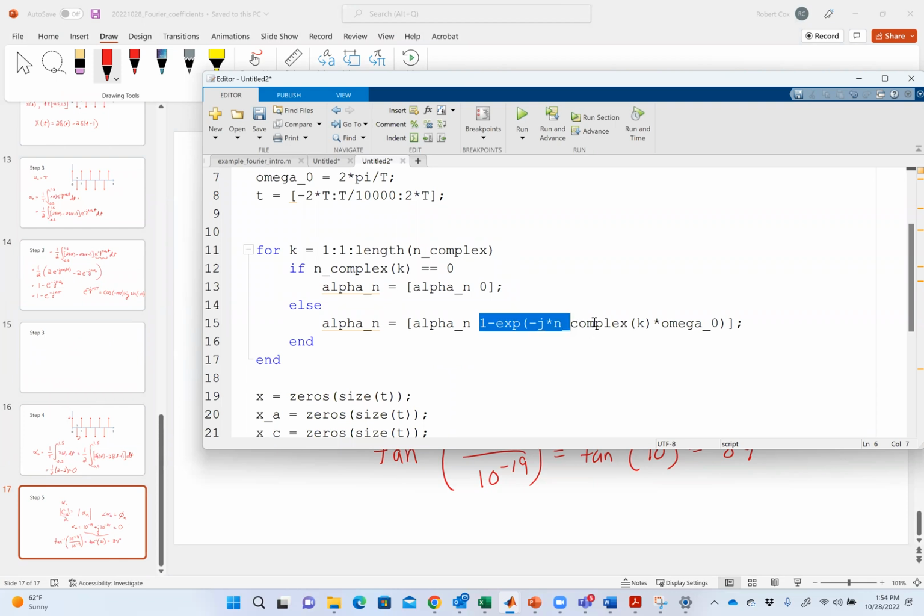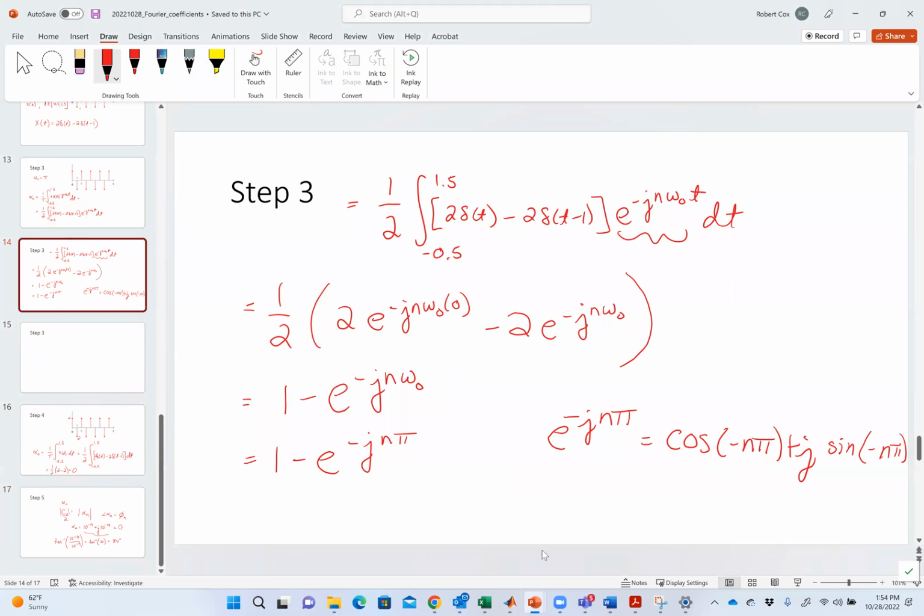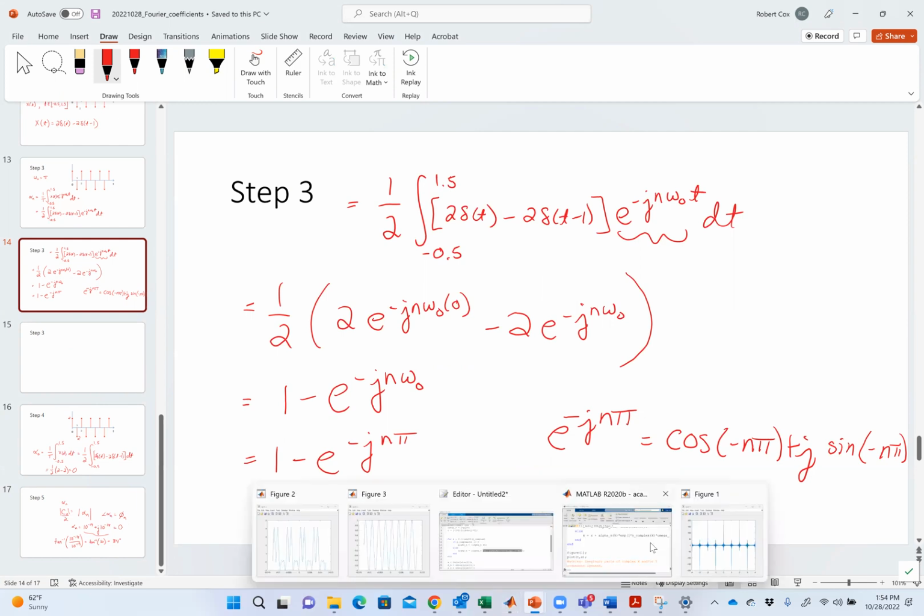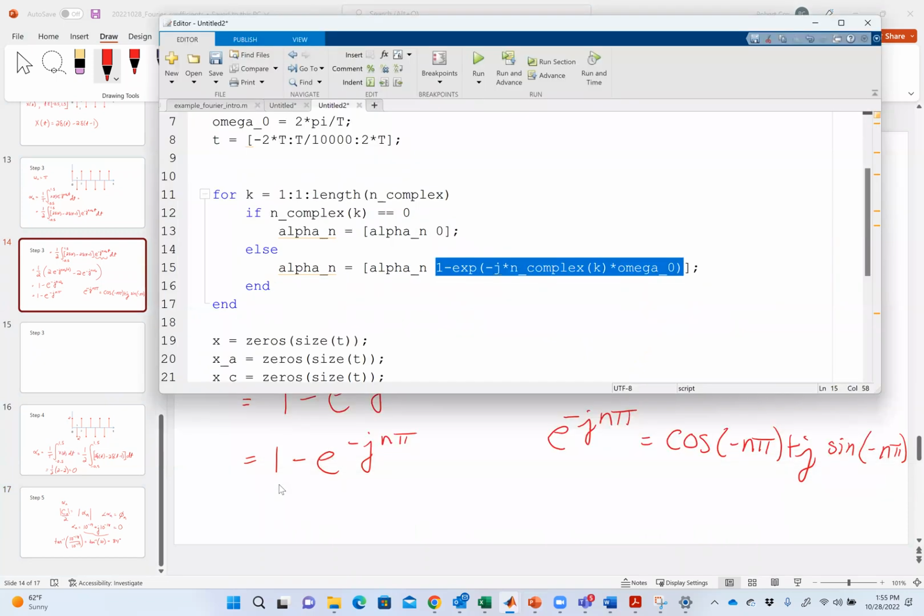So notice what I'm doing here. That's where I put in that formula that we just calculated. So in other words, where is it? There it is. Put them together. Okay, so 1 minus e to the negative j n pi, where pi was omega naught. So here it is, this relationship.